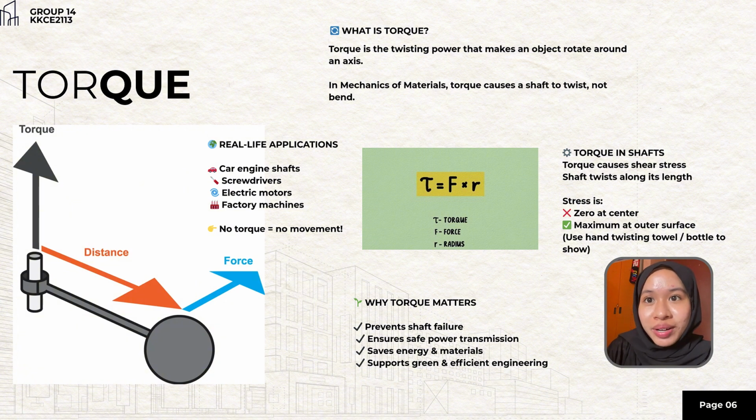Torque is everywhere around us. It's used in car engine shafts to transmit power, in screwdrivers to tighten and loosen screws, and in electric motors to produce motion. Without torque, there is no movement. Understanding torque is important because it prevents shaft failure, ensures safe power transmission, and supports clean and efficient engineering.